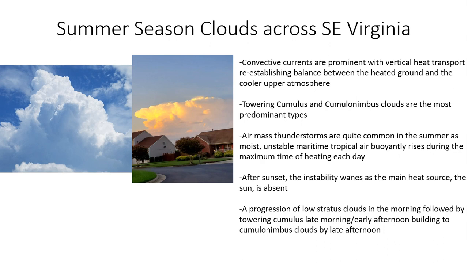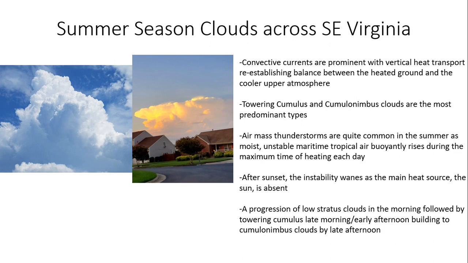We get these convective currents which develop, which are prominent with vertical heat transport, which reestablishes the balance between the much heated ground, excessively heated ground, and the cooler upper atmosphere. There's a large temperature gradient in the vertical during the summer season. And so, because of this, we get these towering cumulus and these cumulonimbus clouds to form.